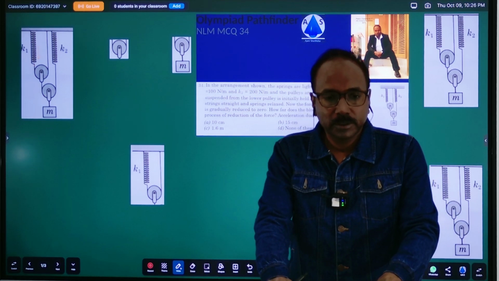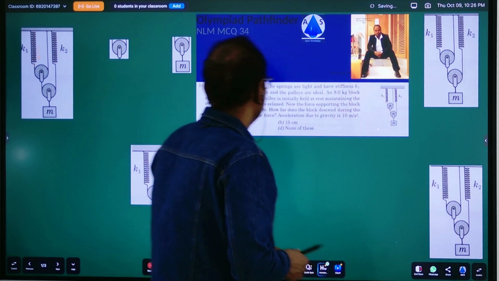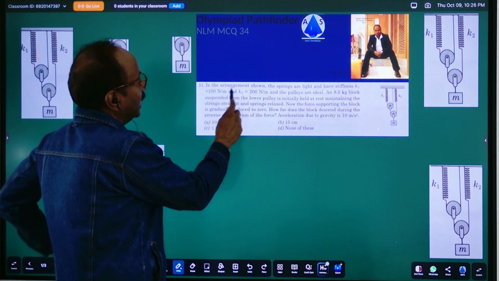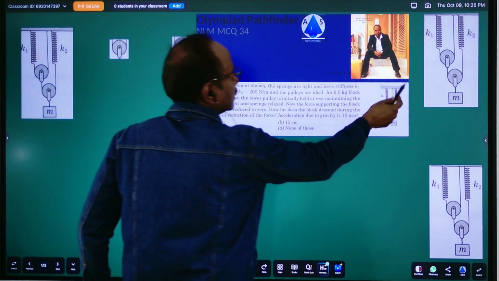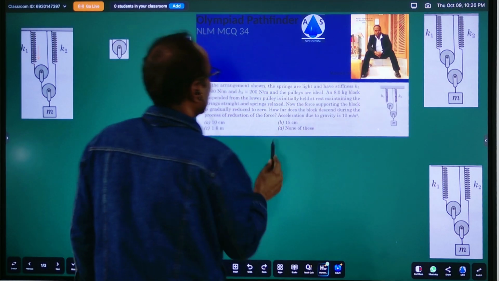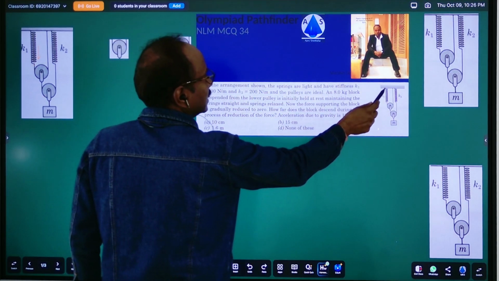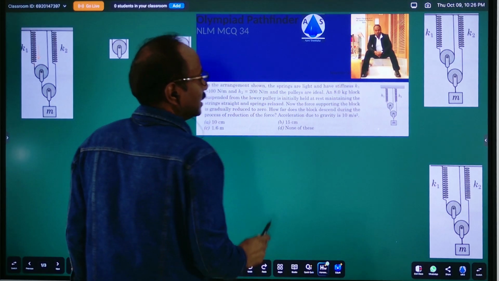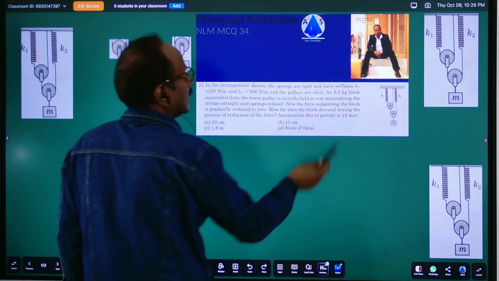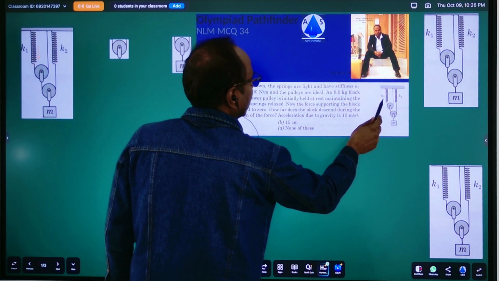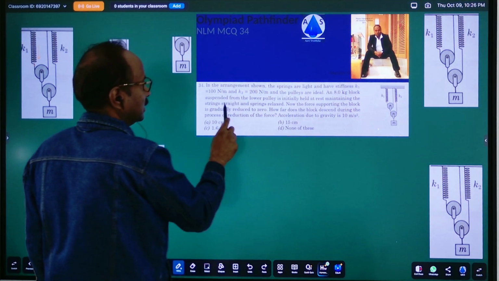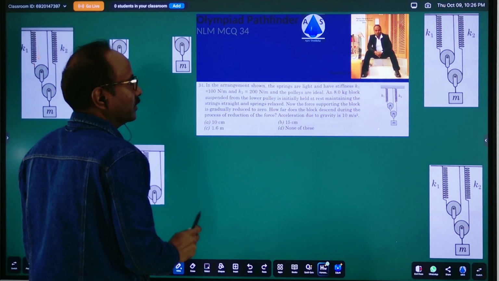Let us look into this problem now. The problem is in the arrangement shown. So this is the arrangement. The springs are light. These two springs are light. Light means it is massless and have stiffness K1 and K2 respectively. The value of K1 and K2 is given.